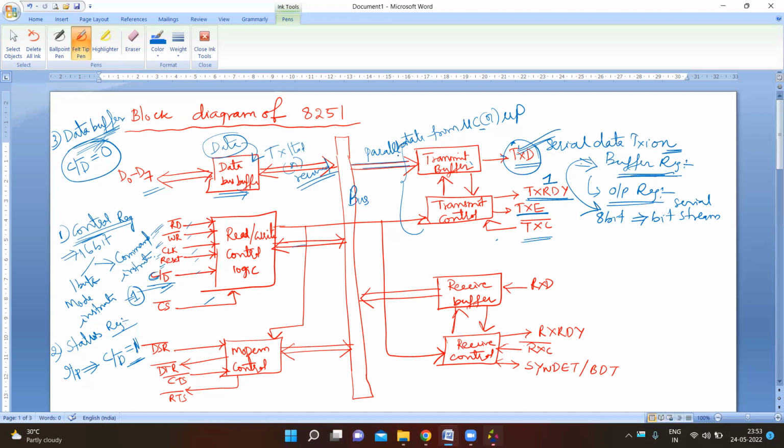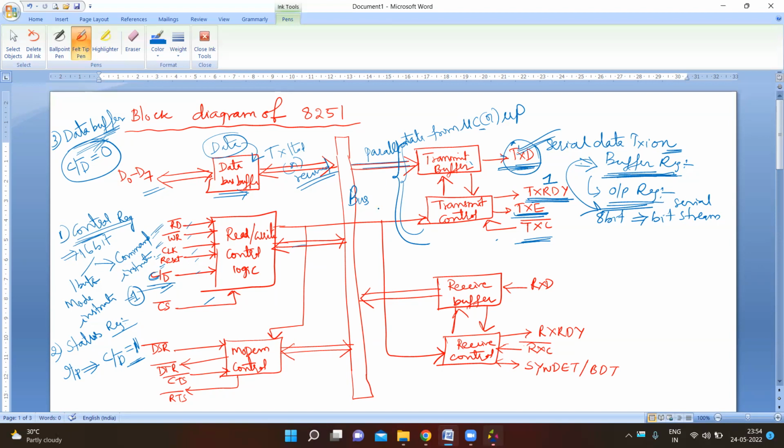Basically, this transmitter section has two registers, a buffer register and an output register. The buffer register holds the data to be converted from parallel to serial transmission. This is a clock signal, this is transmitter empty, this is transmitter ready, and this line is for serial data transmission.